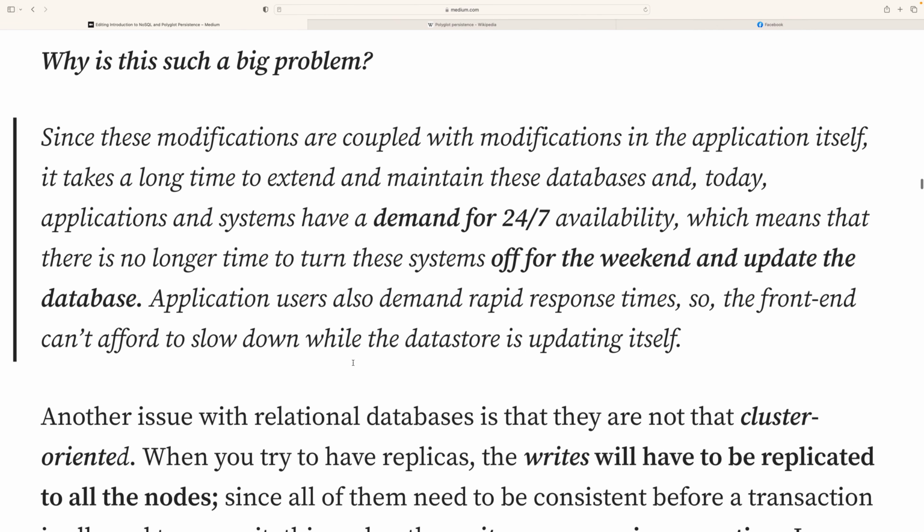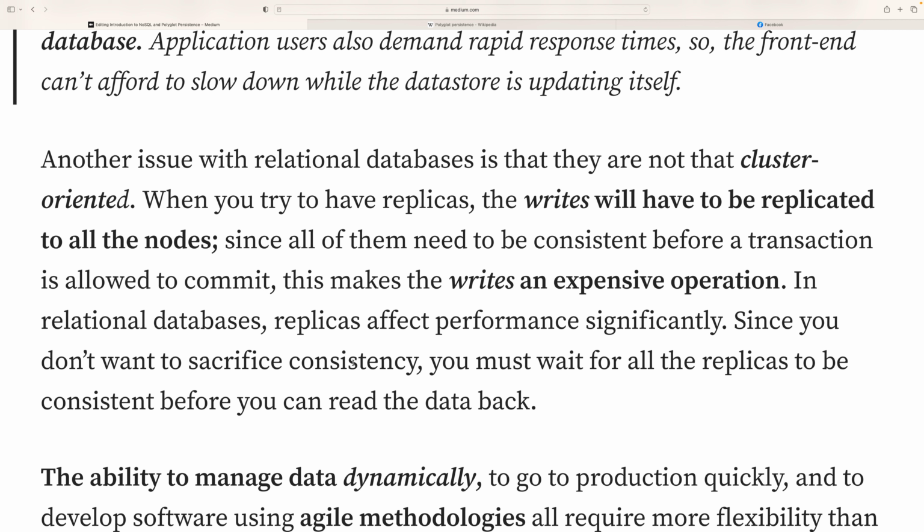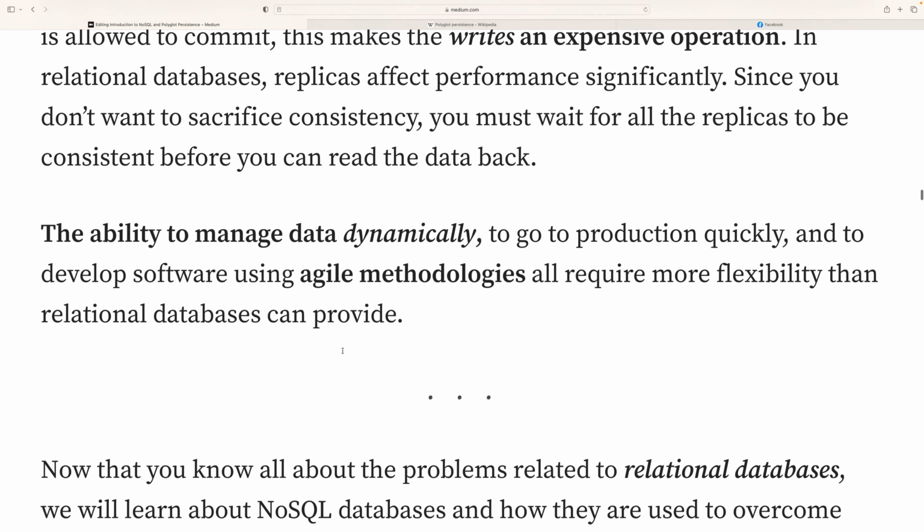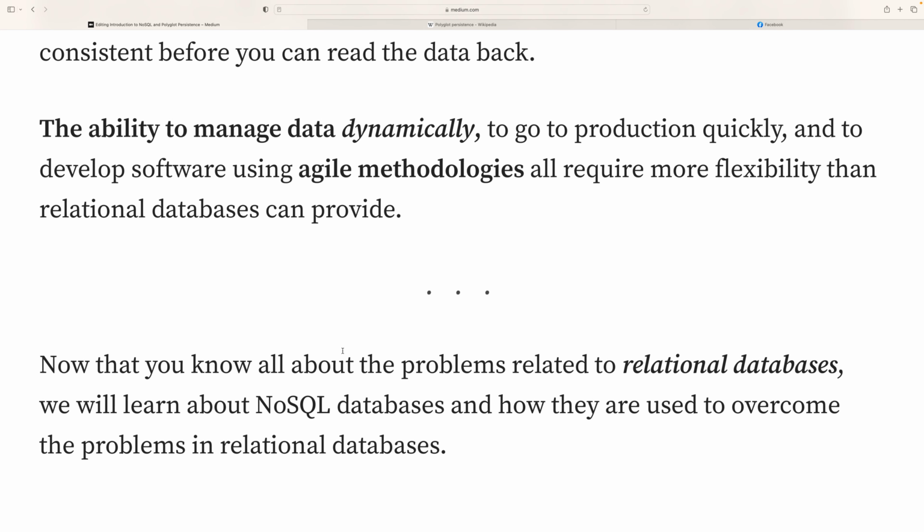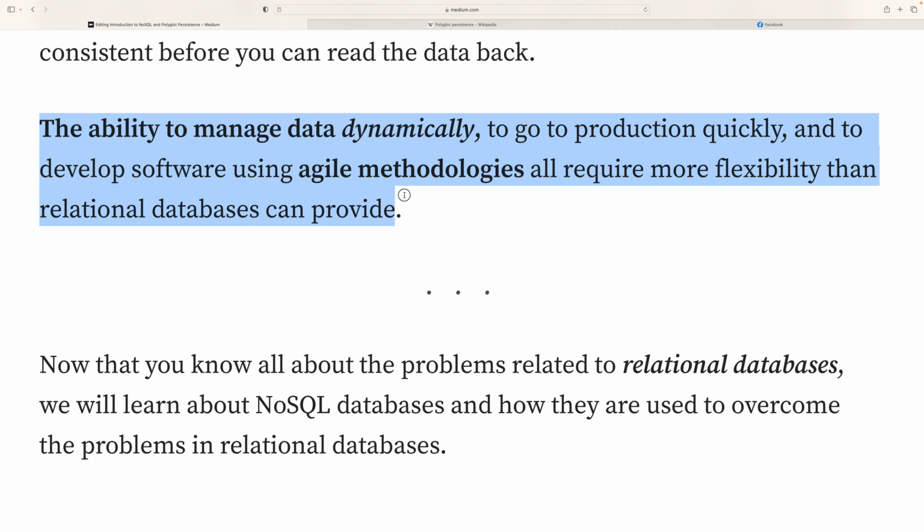The second issue with relational databases is that they are not cluster oriented. When you try to replicate, you will have to replicate to all the nodes. Since all of them need to be consistent before the transaction is allowed to commit, this makes write an expensive operation, and in relational databases replication affects performance significantly. Since you don't want to sacrifice consistency, you must wait for all the replicas to become consistent before you can read the database. The ability to manage data dynamically, go to production quickly, and develop software using agile methodology all require more flexibility than relational databases provide. So these are the 2 problems we are talking about.